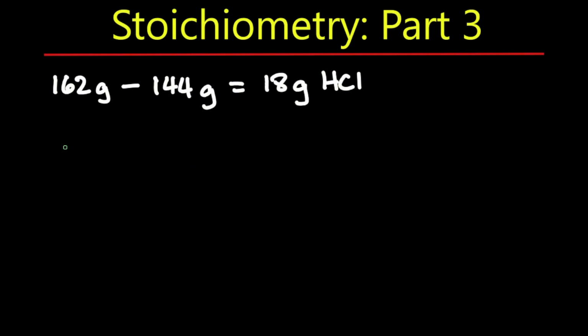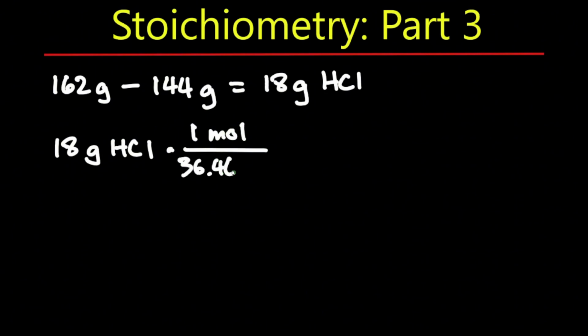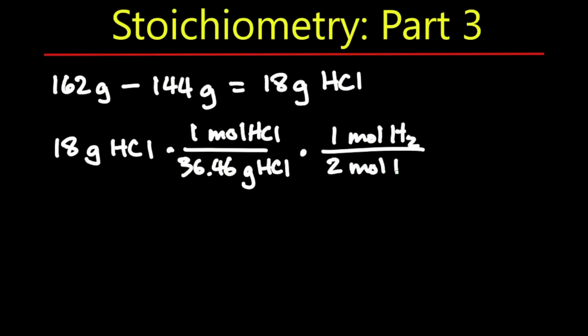We can take this 18 grams of HCl, multiply it by the moles. So we would have 1 mole of HCl over 36.46 grams of HCl. Sorry, I skipped ahead of myself. This is 1 mole of HCl. And then we would have 1 mole of H2 per 2 moles of HCl. And then we want to multiply that by 2.02 grams per mole of hydrogen.